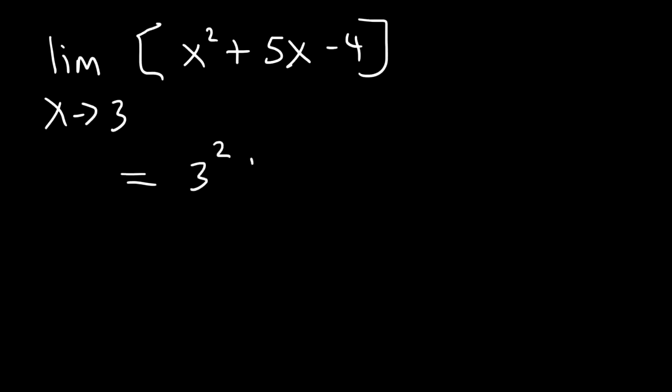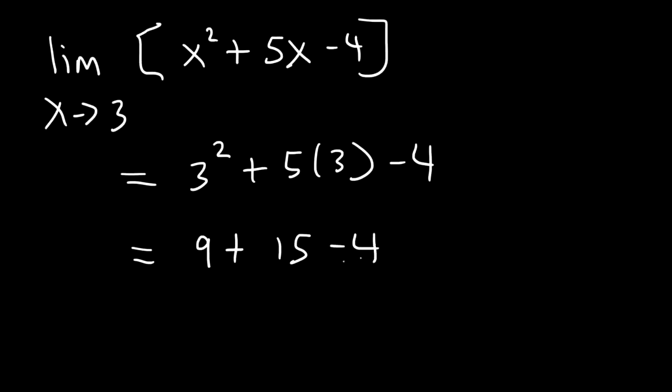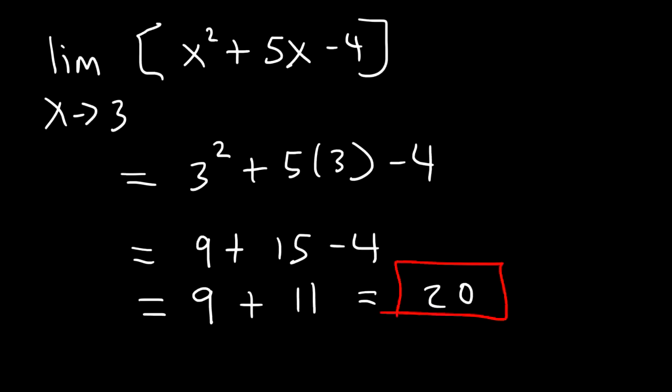So this is going to be 3 squared plus 5 times 3 minus 4. 3 squared is 9, 5 times 3 is 15, and 15 minus 4 is 11. 9 plus 11 is 20. And so this is the answer for this example.